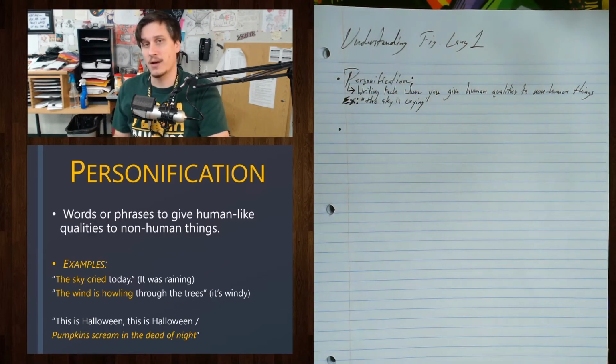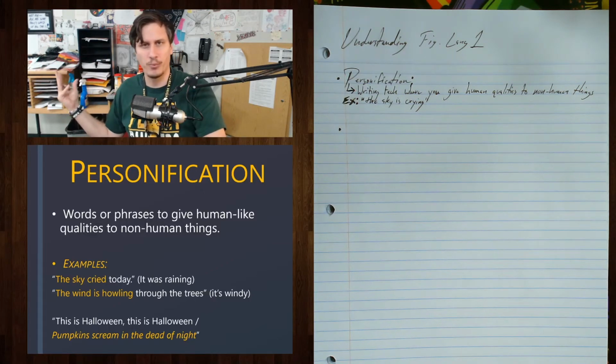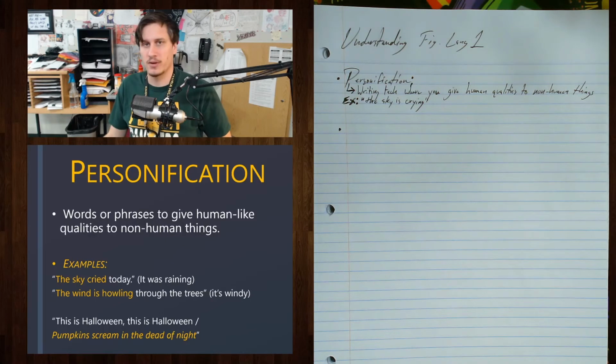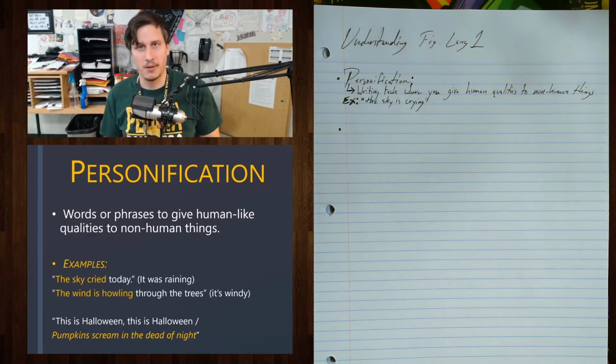Another example would be, oh, the wind is howling. If the wind is howling, it's making kind of a screeching noise or a loud yelp or something like that. But it's wind, it can't actually make that noise. It just sounds like it's doing it, right? So there you go. It must be really windy.